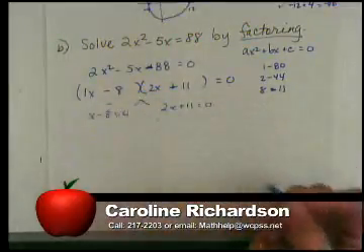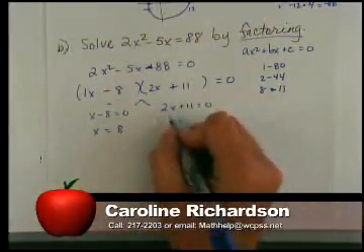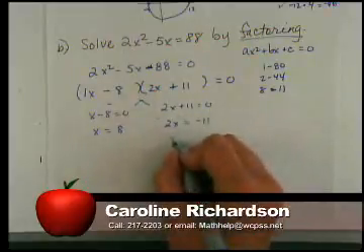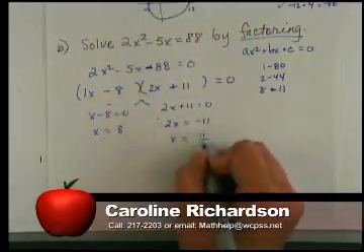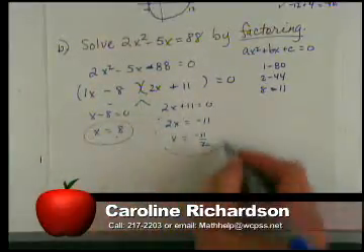Break them up, okay? Write it down. Add 8 to both sides, x equals 8, and subtract 11 from both sides, 2x equals negative 11, so x equals negative 11 halves. So your two possible solutions are 8 and negative 11/2.